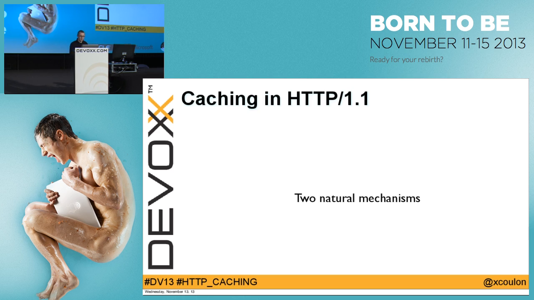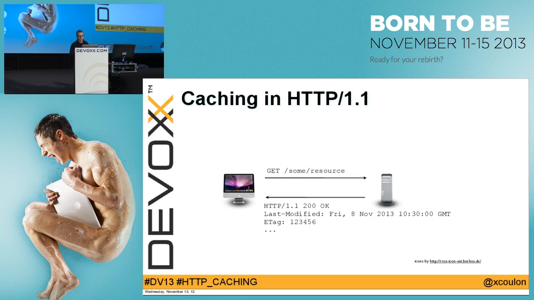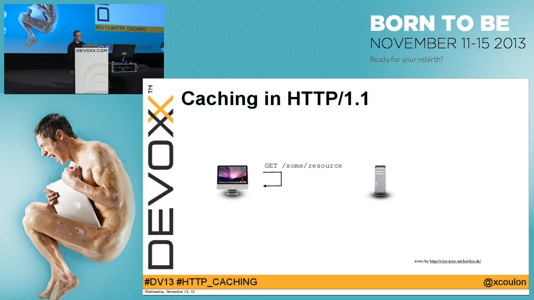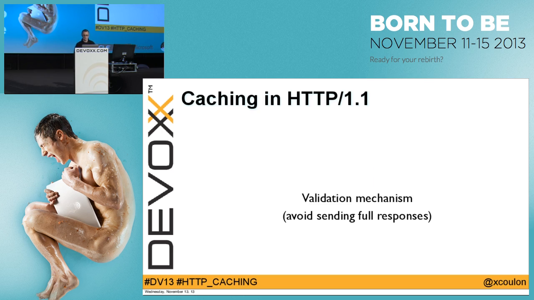So there are two natural mechanisms to cache content. One is called the expiration mechanism, and the idea is to avoid sending too many requests. So, for example, a client is going to request some resource, and the server is going to reply with an HTTP response. It will include some headers, such as Last-Modified and an Expires header. And this Expires header is going to contain a date in the future. So in subsequent requests, when the client is going to request the same resource, it's just going to use its local cache instead of sending a full request to the origin server.